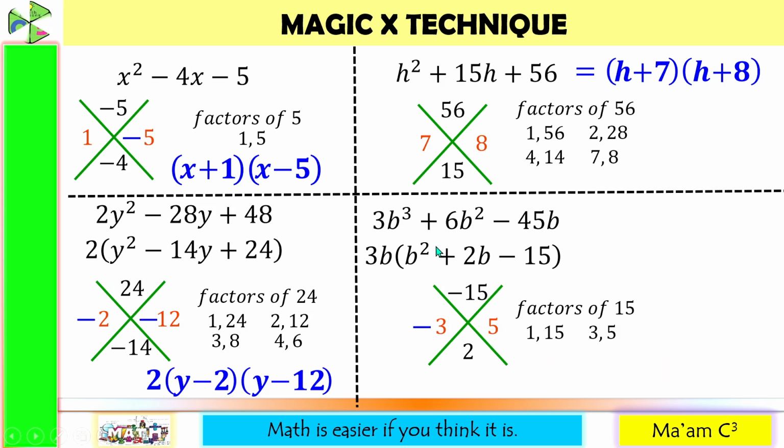Let us write them. Don't forget we have a GCF of 3b. The square root of b squared is b and another b here. For the remaining terms, this is negative 3, so minus 3. This is positive 5, so plus 5. Here is the complete factored form of 3b cubed plus 6b squared minus 45b.